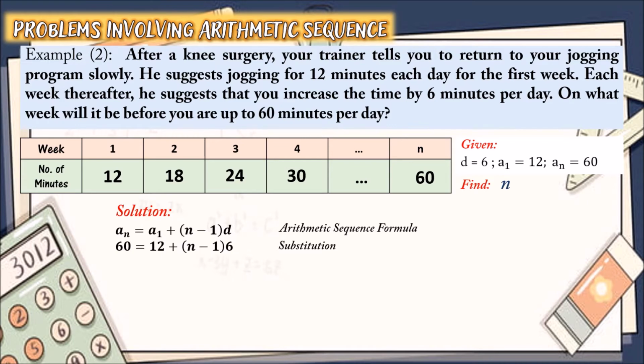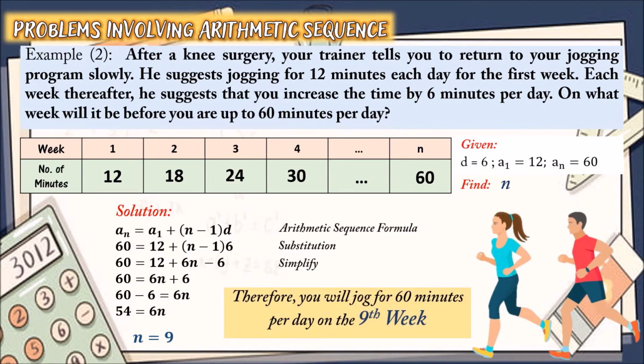So, we will have 60 is equal to 12 plus the quantity n minus 1 times 6. Simplify, we have 60 is equal to 12 plus 6n minus 6. We have 60 is equal to 6n plus 6. Simplify, 60 minus 6 is equal to 6n, and 54 is equal to 6n. So we have n is equal to 9. Therefore, you will jog for 60 minutes per day on the 9th week.